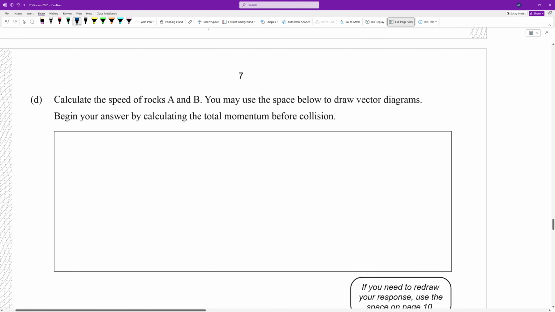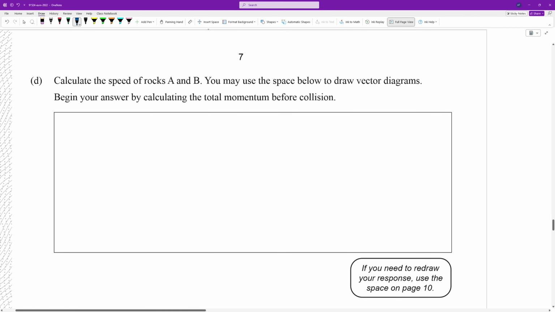All right, on to question D, the excellence part. And so this one is to actually find the speed of the rocks, A and B. And of course, in part C, we just said that the momentums of A and B would be the same, which will simplify our calculations. So, bit hard to write today.